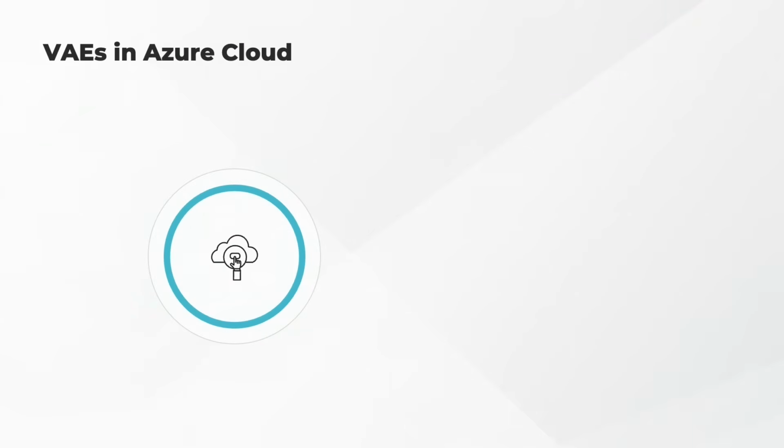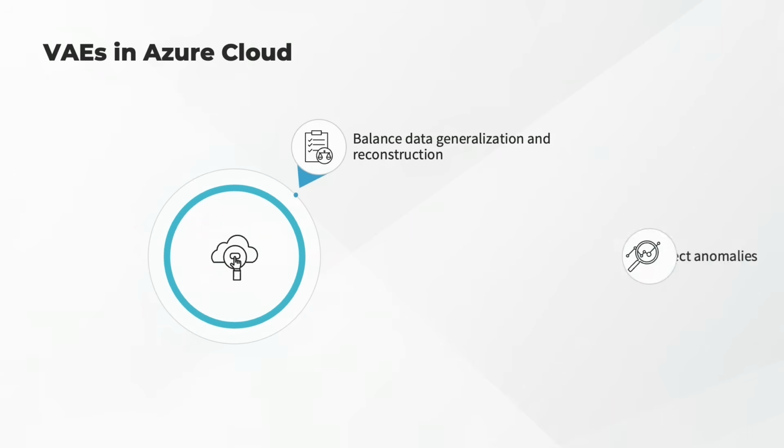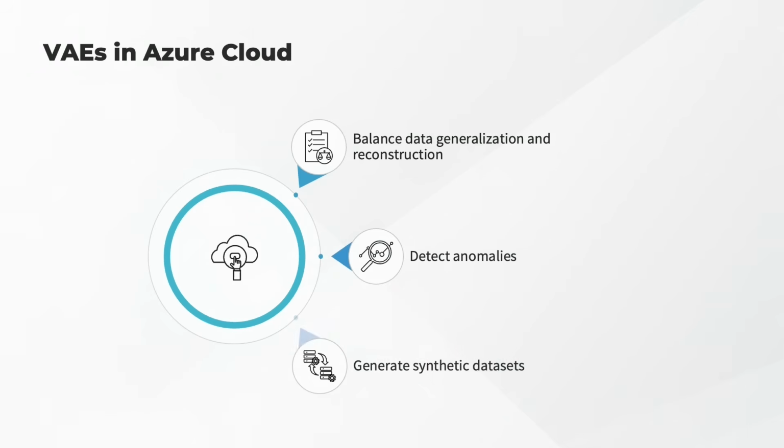In Azure AI and OpenAI services, VAEs can be leveraged for tasks that require a balance between data generalization and reconstruction. They're used in anomaly detection, where they help identify data points that deviate significantly from the norm. VAEs are also employed in generating synthetic datasets that maintain the statistical properties of real datasets.